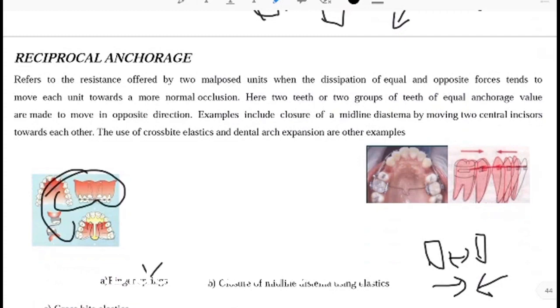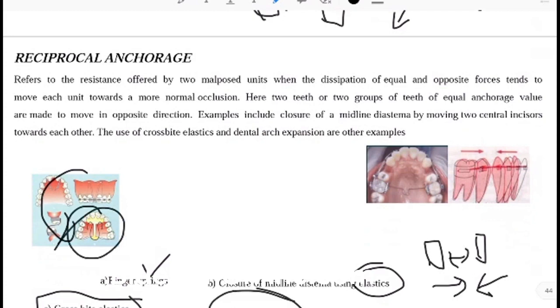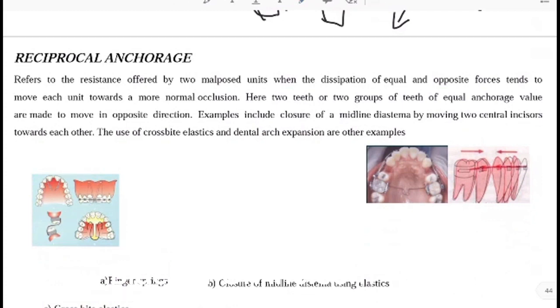This happens with finger spring. This happens with elastics that are used to close the midline diastema, as you can see in this picture. I'm sorry, I've drawn and marked here. Here you can see, right? Then crossbite elastics, you can see that. Then coffin spring, there also you can see this reciprocal kind of anchorage.